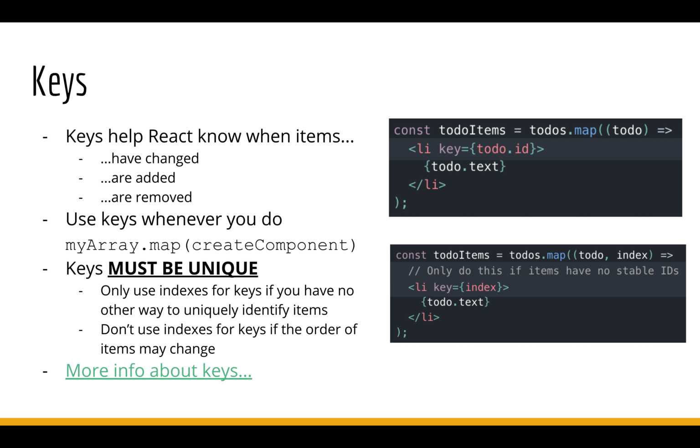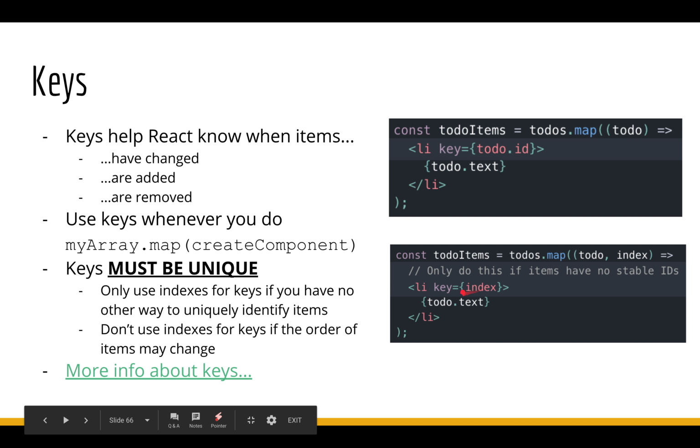And typically, we don't really want to use indexes for keys, because these aren't very unique. If the list order changes, this isn't going to distinguish this specific to-do. It's just going to distinguish this to-do's place in the list. So whenever you have a list that is subject to changes in order, you shouldn't use index as a way to identify the keys.